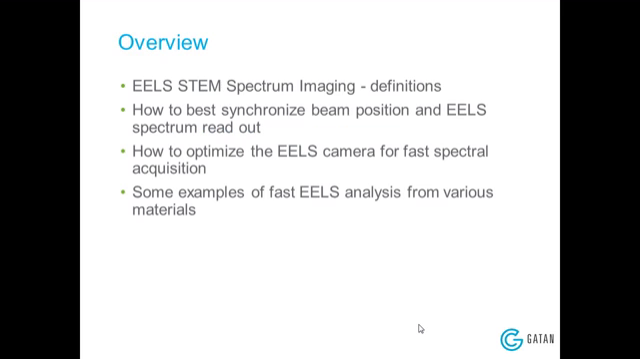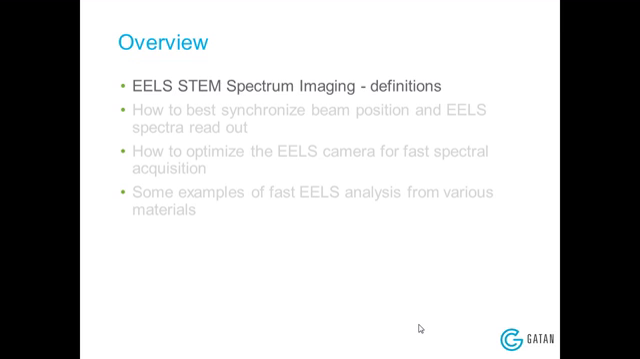Okay, we still have to do a little bit of work even now with Digital Micrograph to get fast EELS data acquisition. So first of all, this is the overview of this presentation. It's a short presentation. So we'll spend one slide on defining what EELS spectrum imaging is. We're going to show you how to best synchronize the beam position and EELS spectrum readout. We're going to show how to optimize the EELS camera for fast spectral acquisition, and then I'm going to show you some examples, mostly from atomic EELS acquisition from a couple of different materials.